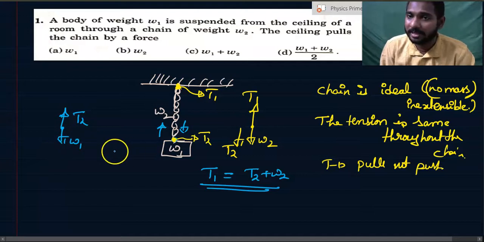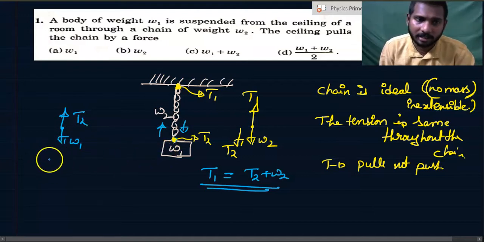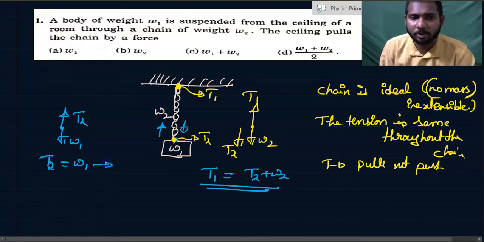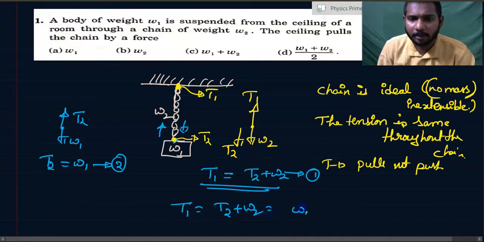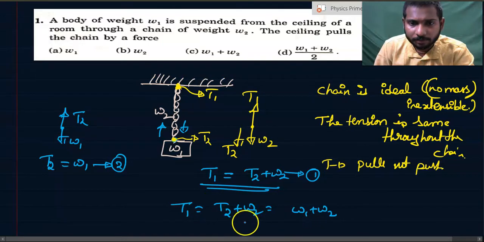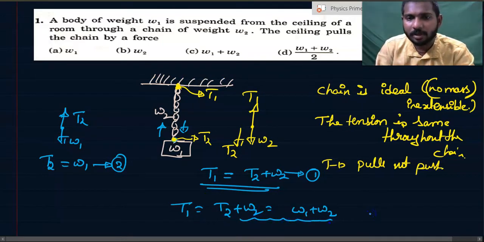The block is at rest, so T2 is equal to W1. If we substitute this in equation 1, what will we get? T1 is equal to T2 plus W2, which is equal to W1 plus W2. So now we got the answer as W1 plus W2.